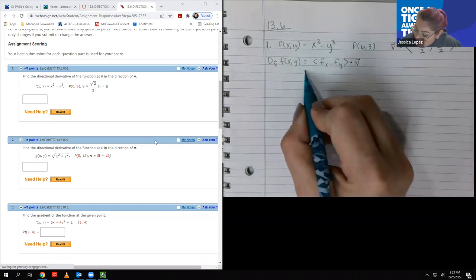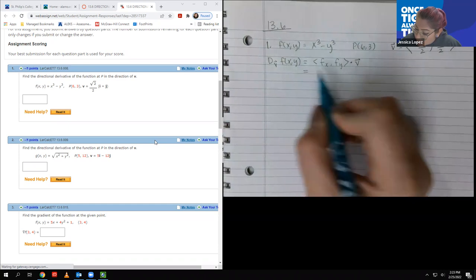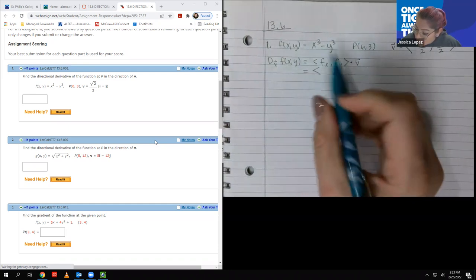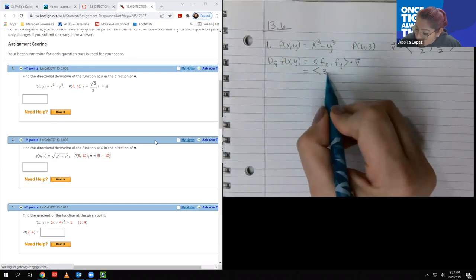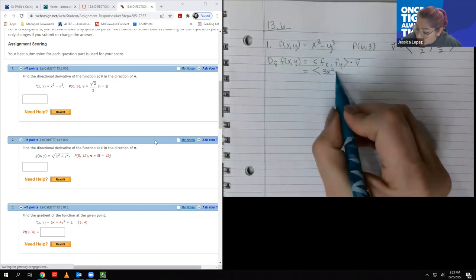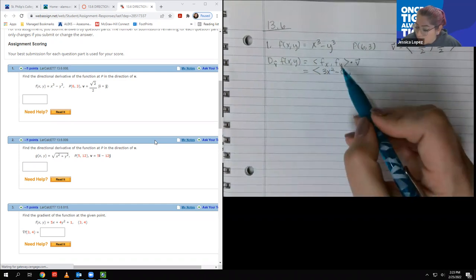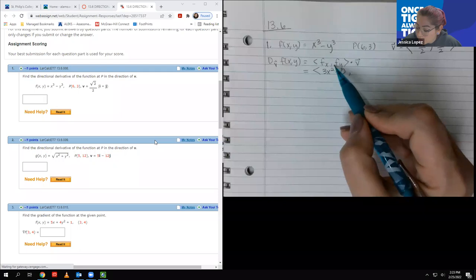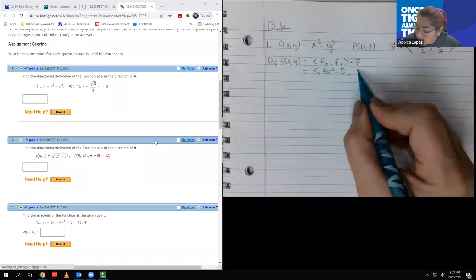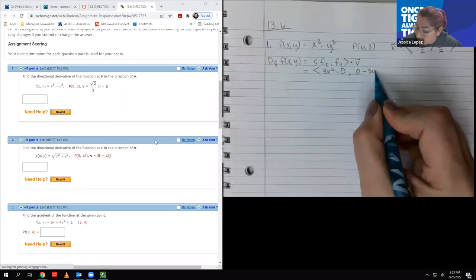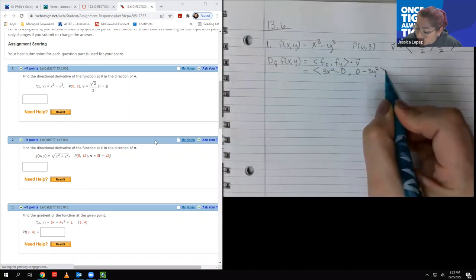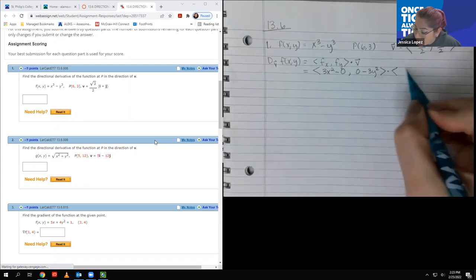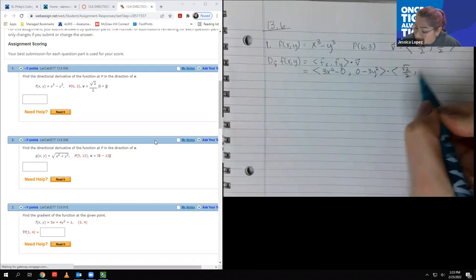Now, f_x is the partial derivative with respect to x. So for the first term, it would be 3x squared. For the second term, it would be just zero. For the partial derivative with respect to y, that would be 0 minus 3y squared. And then v itself in component form is this.